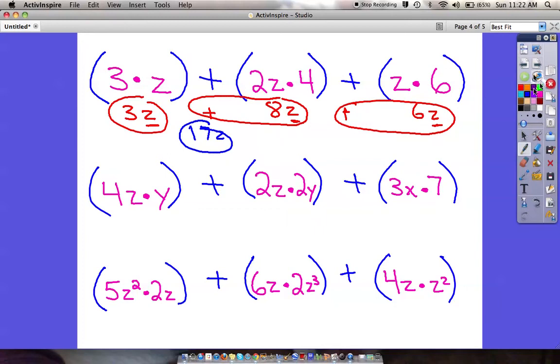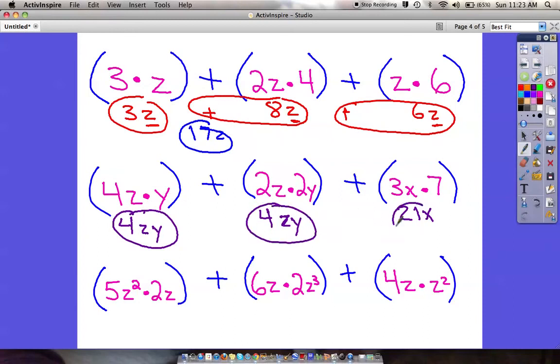Now if we go down to the next one, 4z times y is just going to be 4zy. 2z times 2y is going to be 4zy. That's a z. And then 3x times 7 is just 21x. Now, if we're adding these together, they're all positive. I didn't use many negatives here. Maybe I should have done that, but it's not any different. Maybe I'll change one of the problems here.